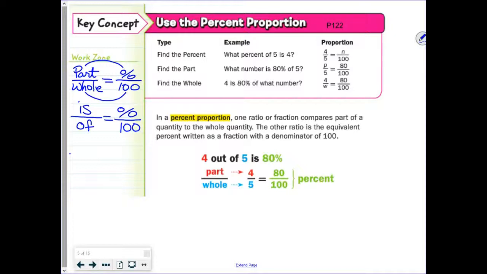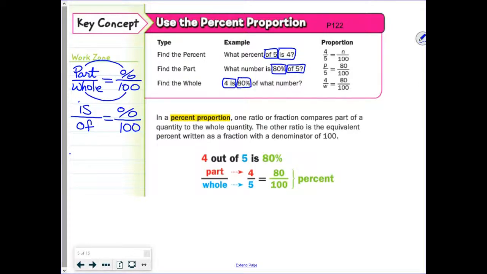So looking at these statements on the right, if is represents the part, you can see in these statements that 4 is the part because it's connected to the word is. Sometimes the number comes before is, sometimes it comes after is. If I look for the word of for the whole, 5 is the whole because it comes after the word of. The of always comes before the whole number, so the whole always comes after the of. And then percent is the easy one to find because it has the percent sign.